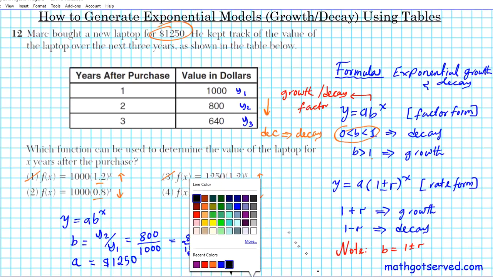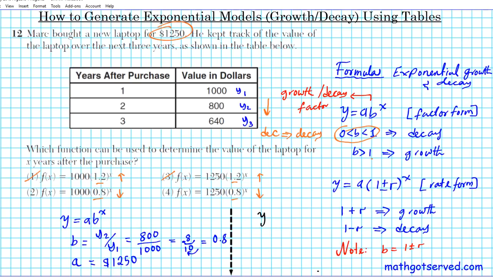So we have the model again, y equals a b to the x. And then if we substitute for a, we put in 1250. And the base b, the decay factor, is 0.8, raised to the x power. We can clearly see that our answer is option number 4. Okay, so that's that.